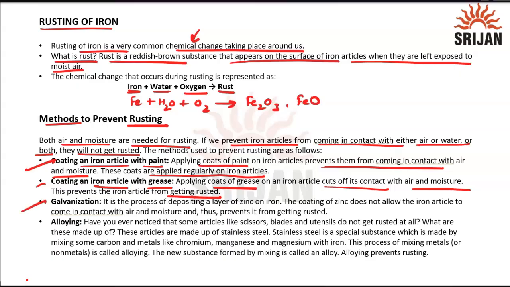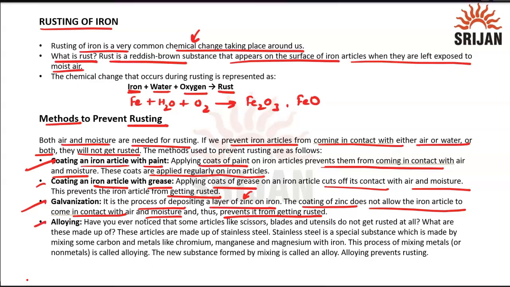The next is galvanization, which is the most common process that we use. It is the process of depositing a layer of zinc on iron. The coating of zinc does not allow the iron article to come in contact with air and moisture and thus prevents it from getting rusted. Galvanization is a much better form of protecting iron from rusting because zinc is very unreactive. When you put over the coating of zinc, it gives you long-term prevention from rusting. That is why it is a very good method, because applying something at regular intervals is not a good method to use. Galvanization is something you can do for a longer period of time.